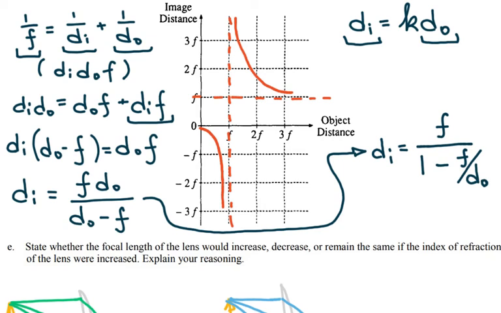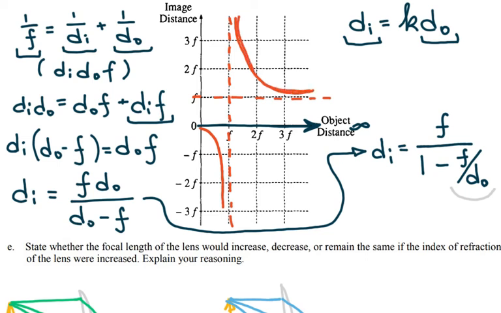Now, if do, like in my graph, is approaching infinity, then the value of this number becomes really small. Then what's left is the focal length over 1. So that means my graph is going to be approaching the focal length right here.